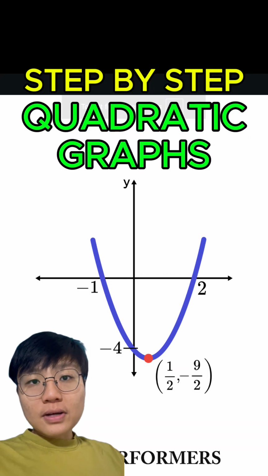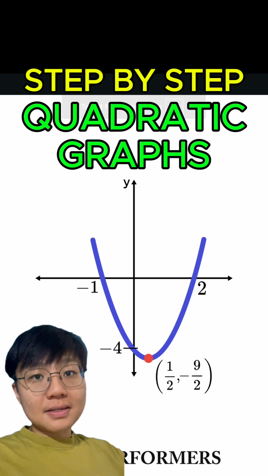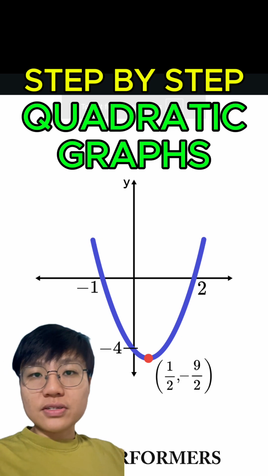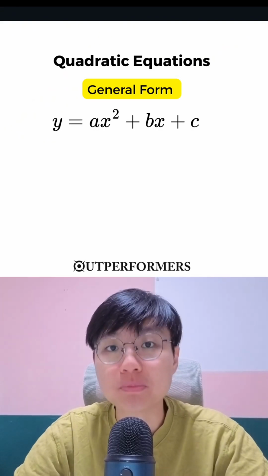This is a step-by-step full guide if you're struggling with quadratic graphs. If you want a chance at scoring an A1 or even just passing, you need to understand quadratic equations and graphs. First, for quadratic equations, we have the general form y equals ax squared plus bx plus c.